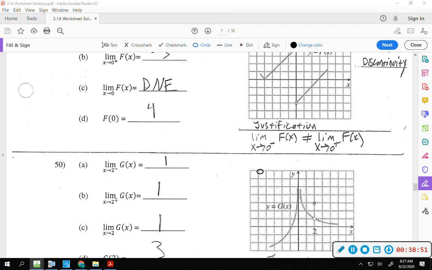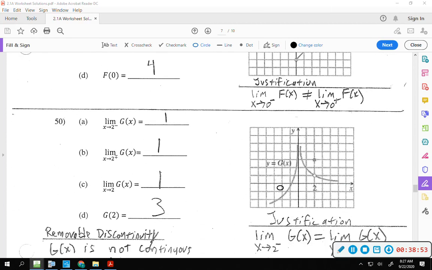50. Limit as x approaches 2 from the left. The y value is getting closer and closer to 1. As we approach 2 from the right, the y value is getting closer and closer to 1. Therefore, the limiting value is 1.